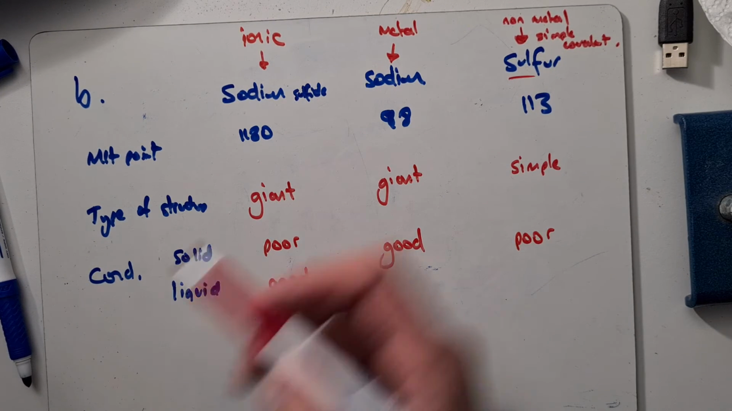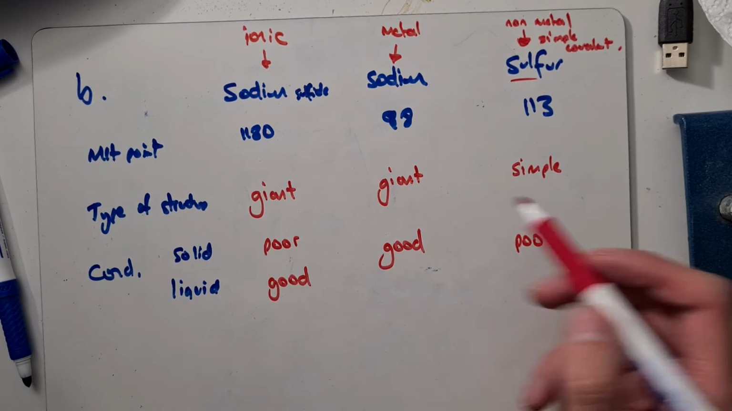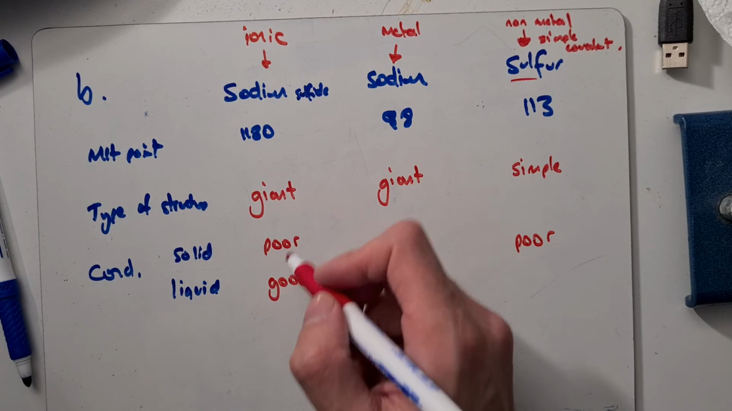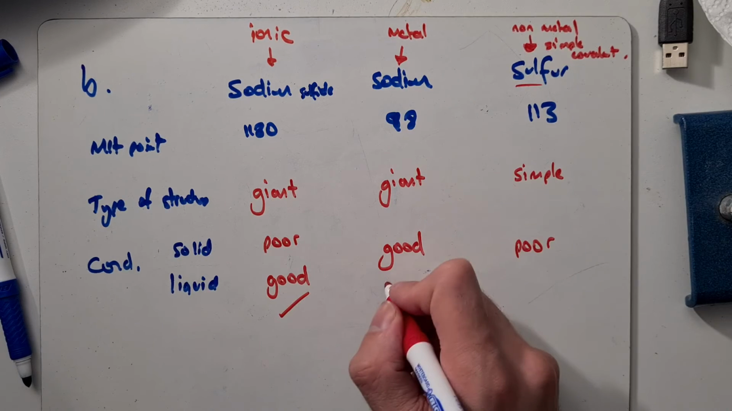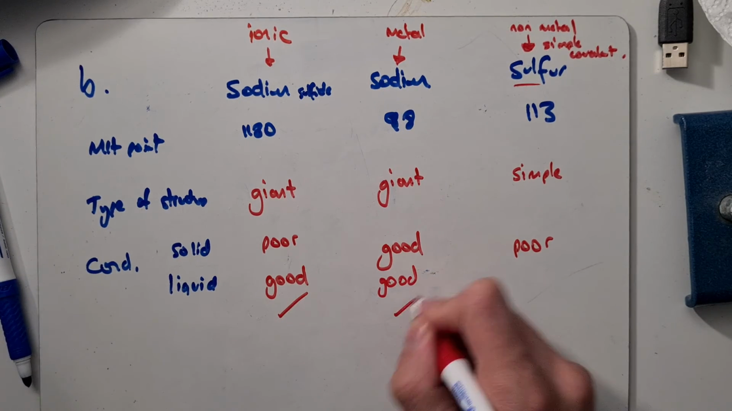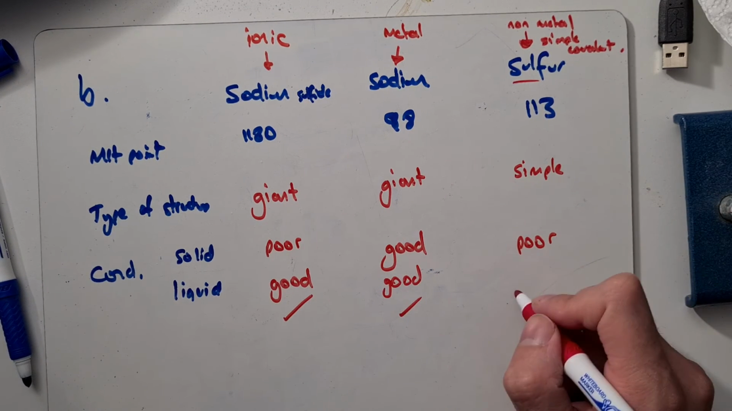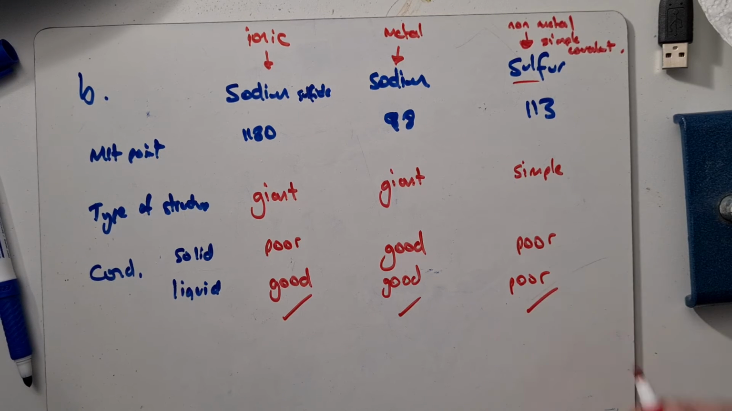So for this, you get a point for each column, 3 marks. So if you've got giant, poor, good, 1 mark. If you've got here, giant, good, good, 1 mark. And if you've got simple, poor, poor, you've got 1 mark as well for filling out that table.